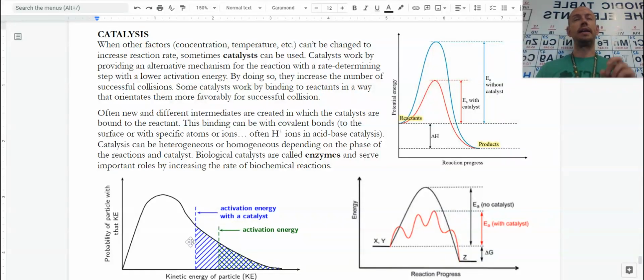The bond breaking events are more likely either because of shape or because of strength of bonds in the new pathway. So a higher percentage are successfully colliding. In both cases, our activation energy corresponds to a lower energy collision as being a successful collision.